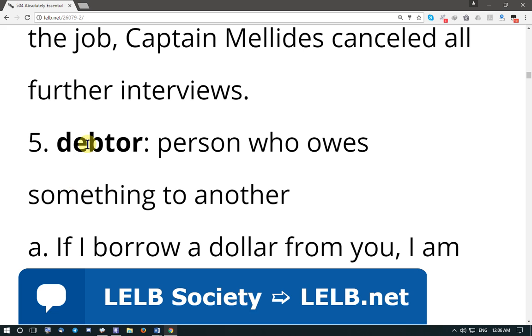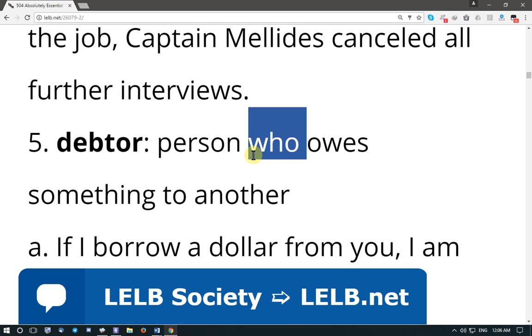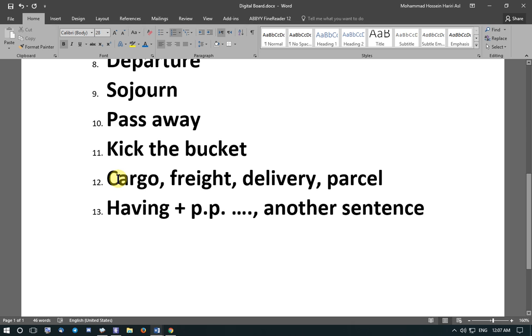Debtor. Debtor, a person who owes something to another. Owe means actually has borrowed something and the person needs to just give it back. Debt, D-E-B-T, is the noun form. So if you just borrow some money from somebody or something else, not necessarily money, you will become that person's debtor. If I borrow $1 from you, I'm your debtor. The opposite of borrow is lend.